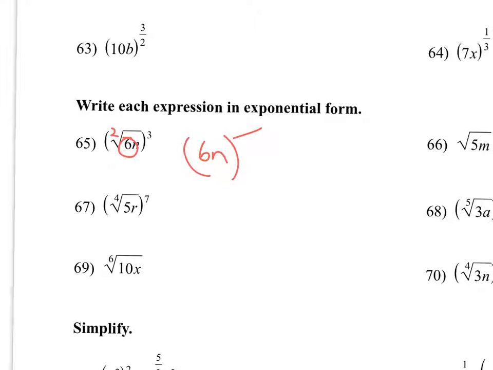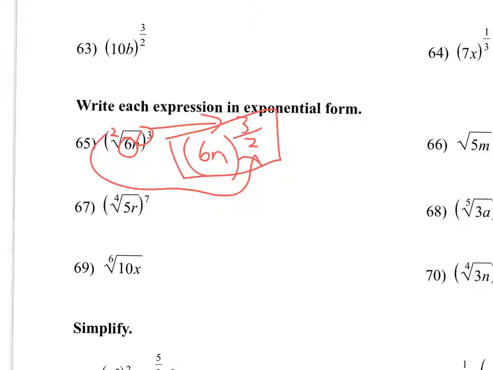The root is the bottom number, so the 2 has to go here, so that goes on the bottom here. This number is the top number in the rational exponent. So it's 6n, and you have to have it in parentheses, and then the exponent of 3/2, just going from one form to the other.